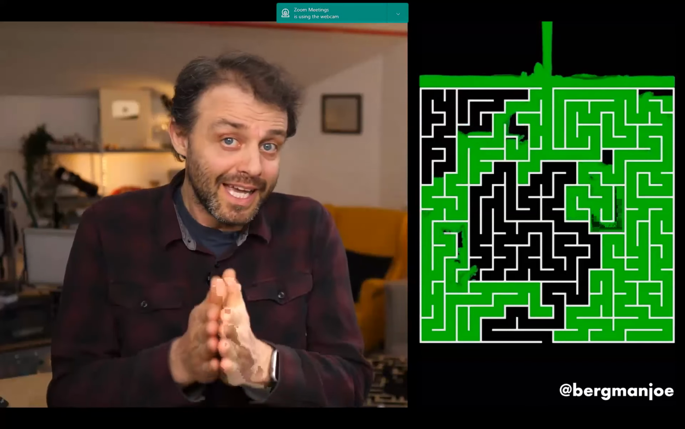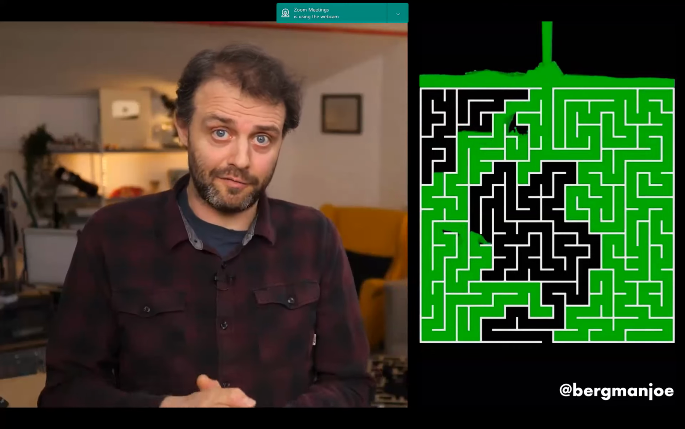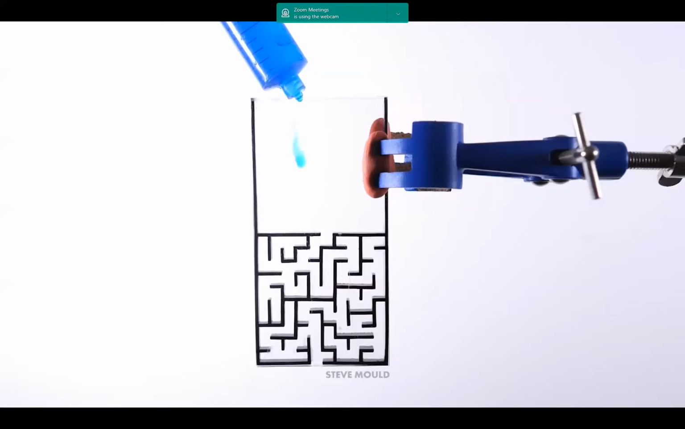But if you want to see that ending, you'll have to go to Bergman Joe's profile, I'll post the link in the description. Anyway, here's the simpler maze first. Then what we find brilliantly is that the water simply solves the maze without taking any wrong turns at all. And actually that makes sense because I can tell you why it is doing that directly.